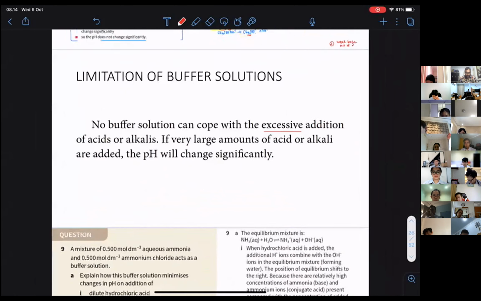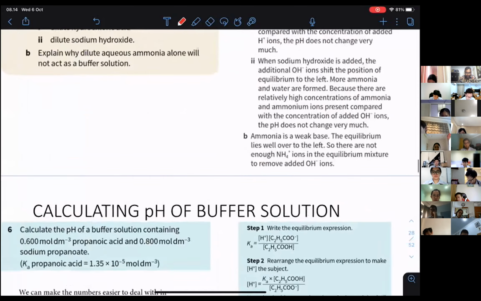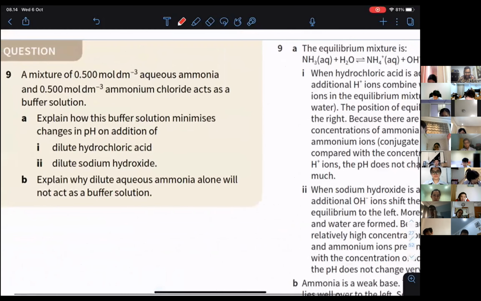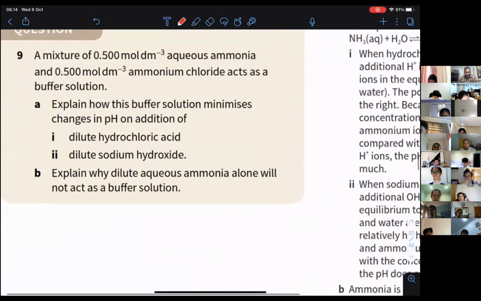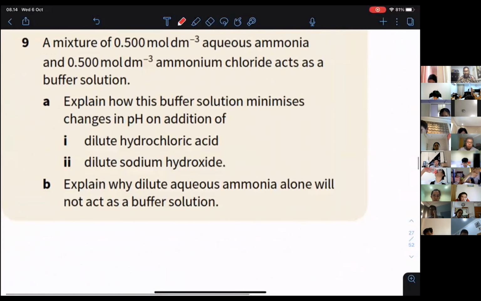Now, if you look at this mixture, for example, this example here. Just now I taught you about acid buffer, which is easier to see. But now they say base buffer, so let's focus on the base buffer. Here you have ammonia. Ammonia is a weak base.